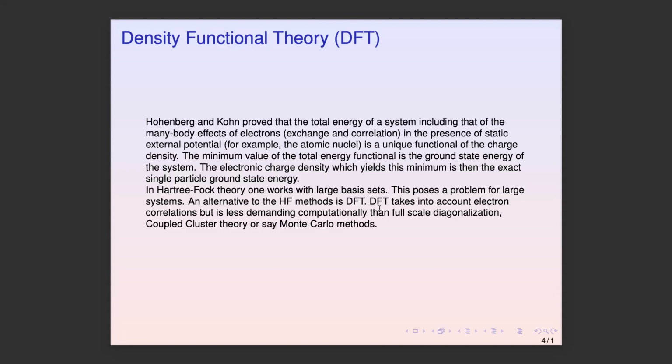And DFT takes into account electron correlations, but is normally less demanding computationally than, let's say, full-scale diagonalization, coupled cluster theory, or any other many-body theory. And density functional theory is the method of choice if you're doing material science. It is the method of choice if you're dealing with large systems. Before the systems become too large, that you have to freeze out the quantum mechanical degrees of freedom and create an effective potential, which you then would use to do molecular dynamics calculations.